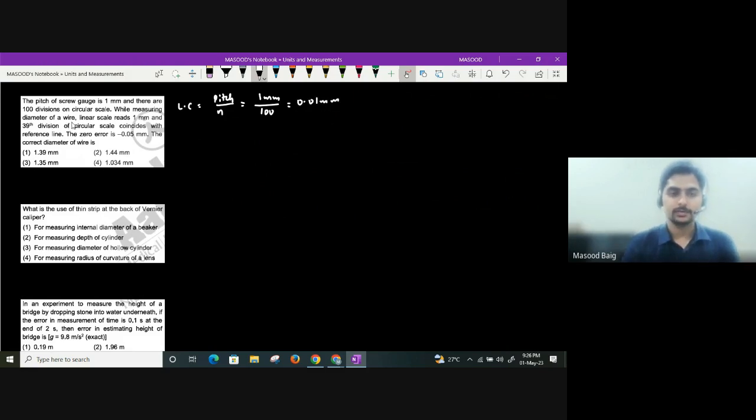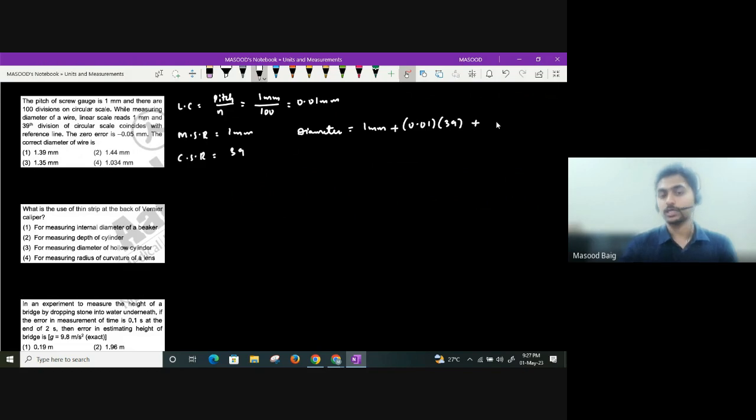While measuring diameter of a wire, linear scale reads 1 mm. So main scale reading is how much, beta? 1 mm. And the 39th division of the circular scale coincides with the reference line. So what is circular scale reading here? 39. Zero error is given. So what will be the actual reading or diameter? It is main scale reading. How much is main scale reading? 1 mm. Plus least count, how much? 0.01, into circular scale reading, how much? 39.